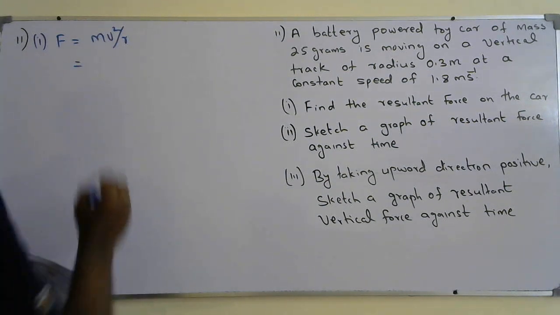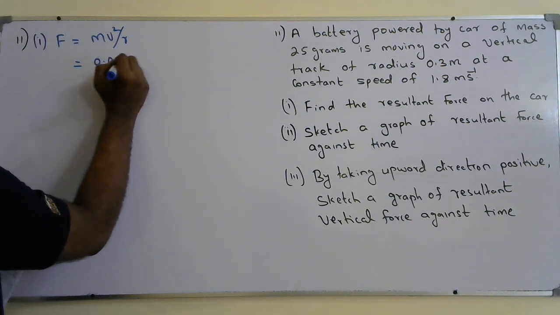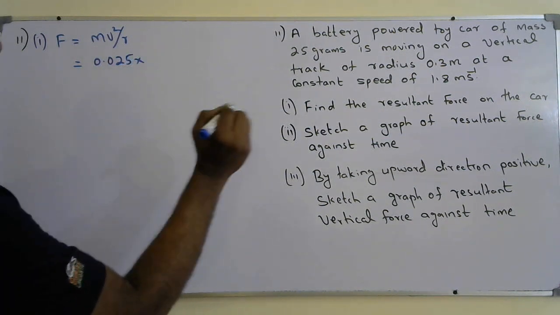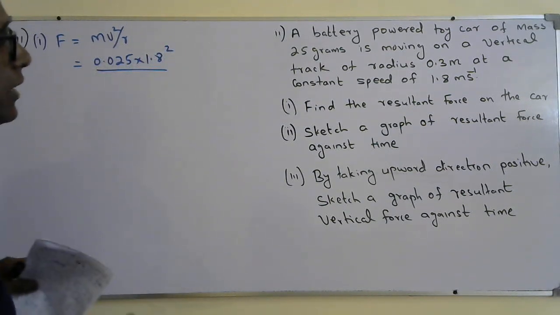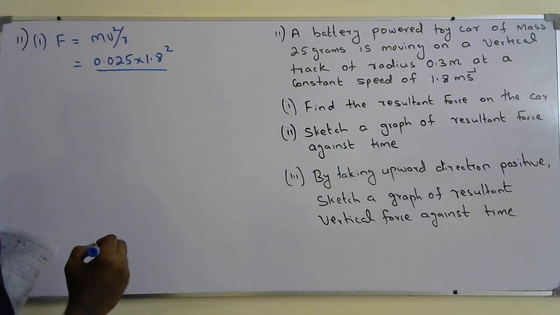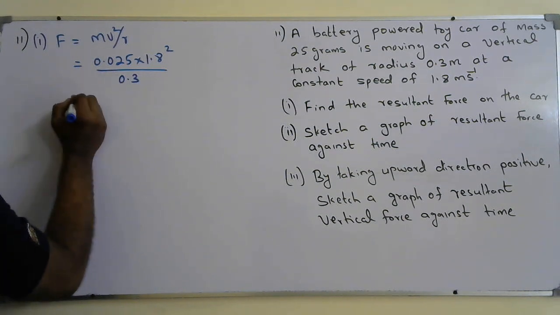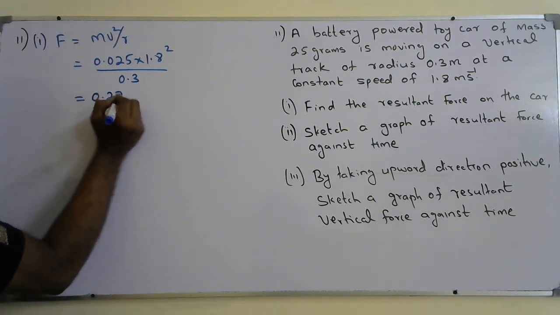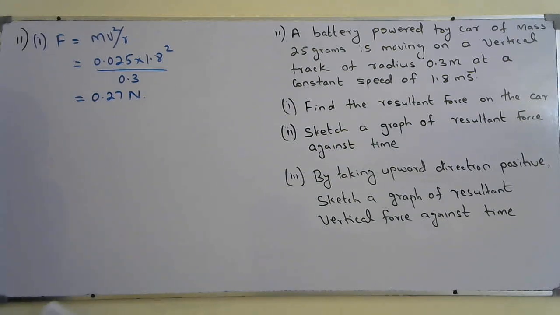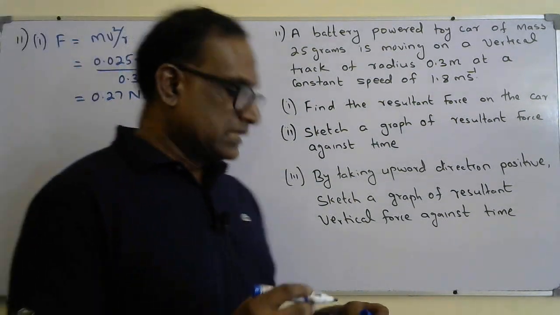Mass of the car is 25 grams, so 0.025 into v squared, moving at a constant speed of 1.8, squared over r, that is radius 0.3. So the centripetal force will be equal to 0.27 newton. That is the centripetal force. So the next part, sketch a graph of resultant force against time.